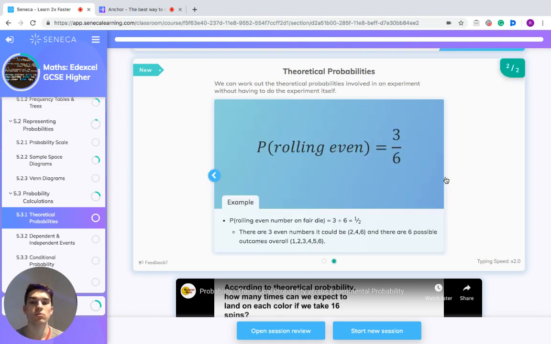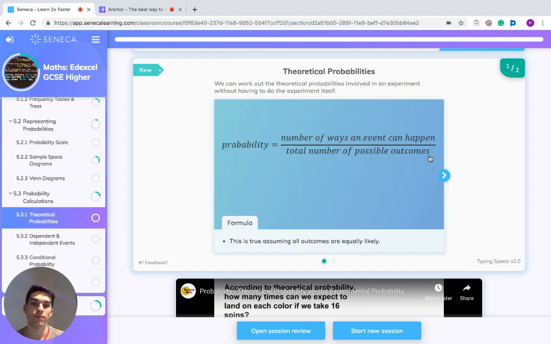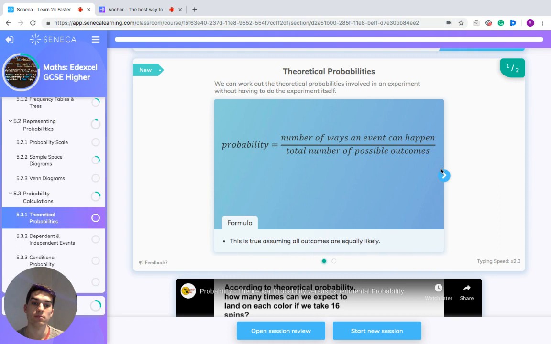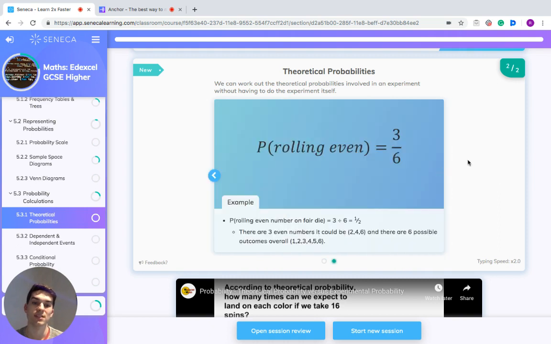So say, for example, we want to know the probability of rolling an even number on a fair dice, then we know that there are 3 ways that we can roll an even number. We can roll a 2, a 4, or a 6, and there are 6 possible numbers in total that we could get. So we take the number of ways an event can happen, 3, divided by the total number of possible outcomes, which is 6. So 3 divided by 6 is a half.